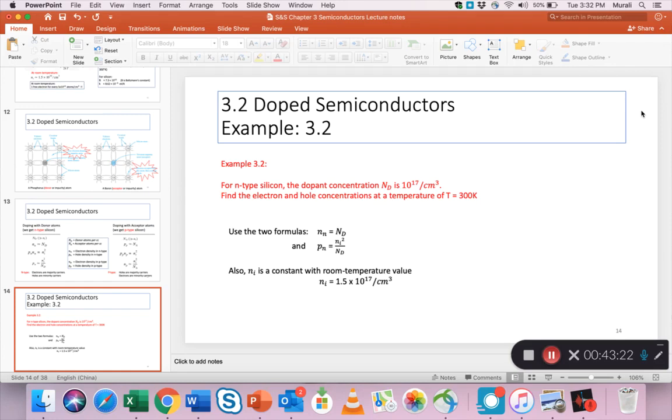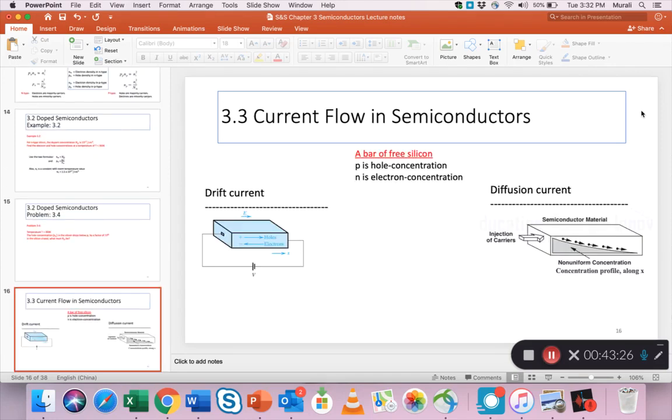Okay, so next slide, 14, it's a problem, we'll come back to this, but I have to cover just a little more theory and then we'll stop and get to problems in my next recording. So what is item or section 3.3 in this chapter? In section 3.3 we finally start to look at the current flow in semiconductor material, okay.